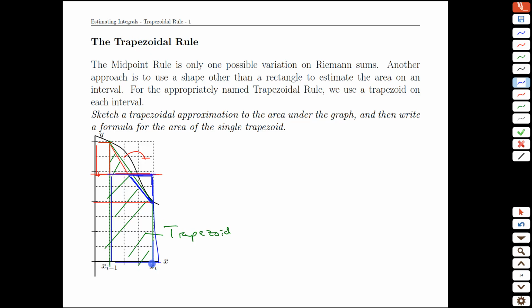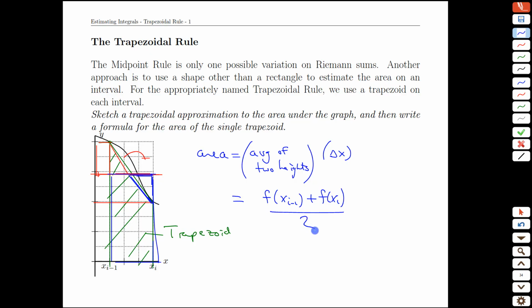So wait, once again, we're back to rectangles. But that area is going to be equal to something with delta x's. And how would I find the midpoint on this height? Well, it's going to be the average of the 2 heights at the ends. Well, that is just the function value at the left plus the function value at the right. Remember how to get an average.